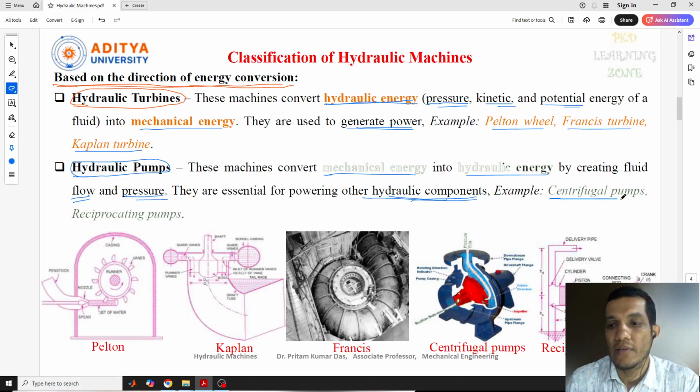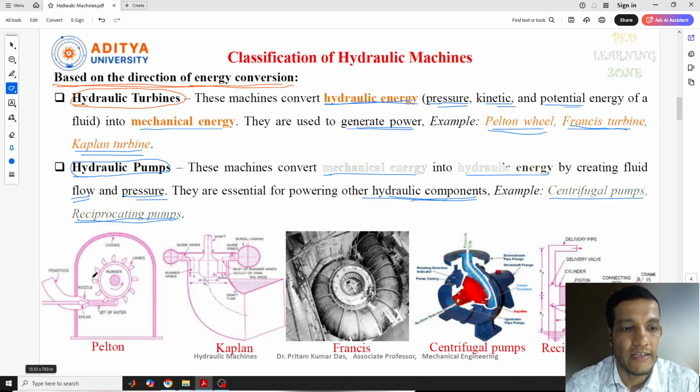The examples taken here are the centrifugal pump and the reciprocating pump. Though there are different types of pumps, in hydraulic pumps we have considered only two types: one is the centrifugal pump, another is the reciprocating pump. So the examples I mentioned, like Pelton wheel, Francis turbine, and Kaplan turbine, you can see here. This is the diagram of the Pelton turbine. We'll discuss in more detail in the upcoming videos.